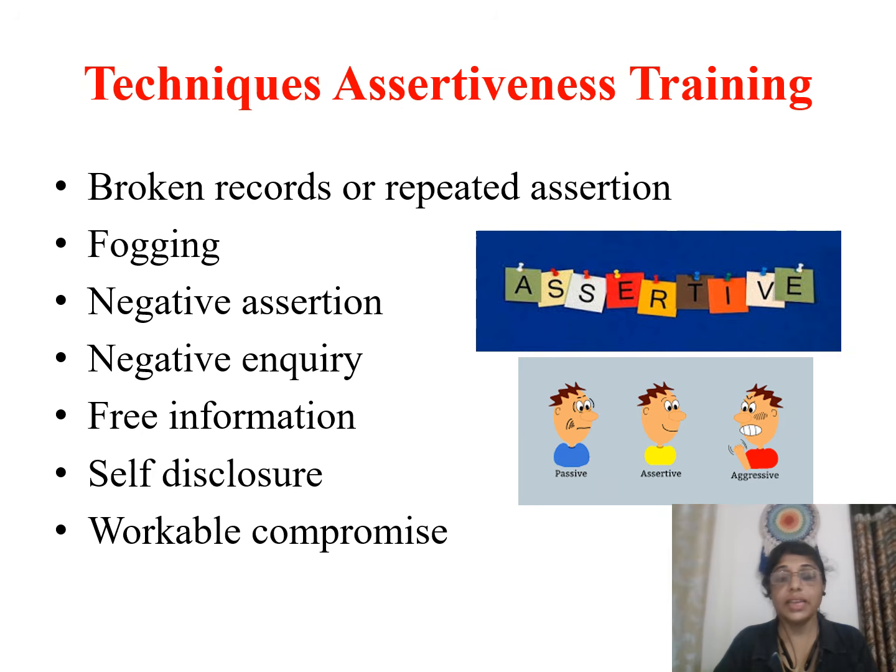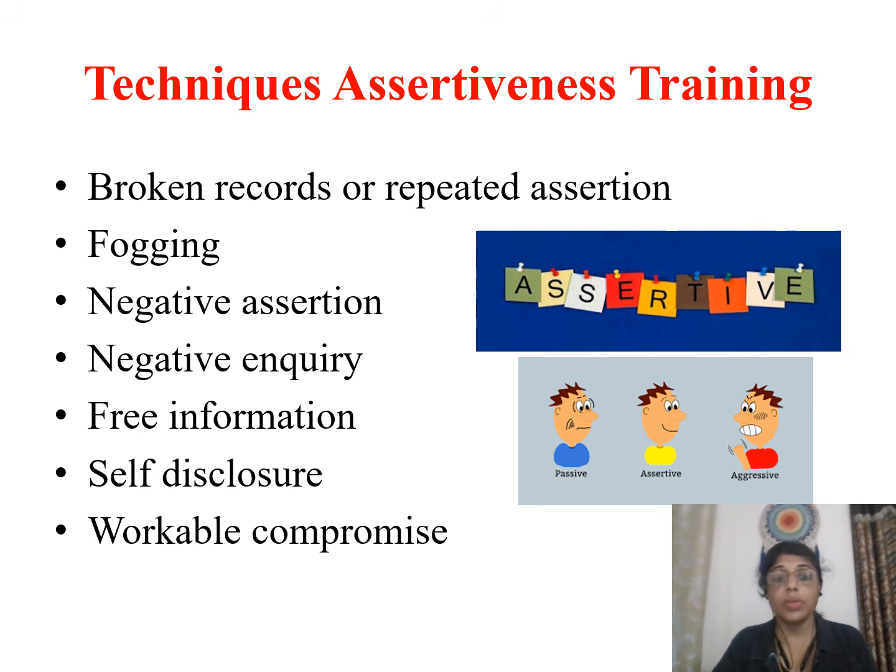These are some of the techniques used for assertiveness training. First one is repeated assertion or broken record. It is the ability of the person to repeatedly refuse the maladaptive behavior. Next one is fogging. Fogging is the ability of the person to stand up for the truth. Negative assertion, ability of a person to accept negative criticism or comment.